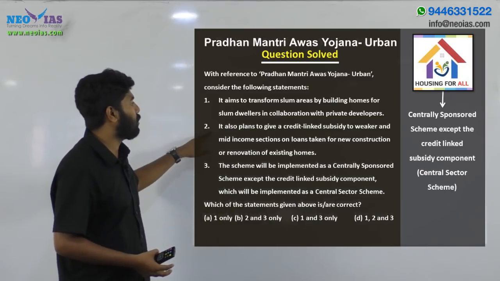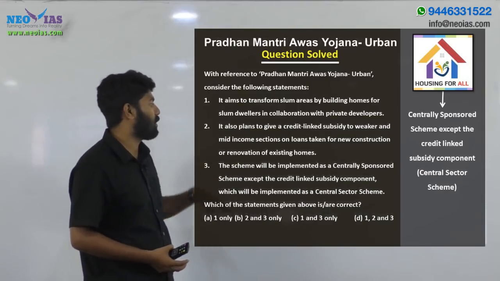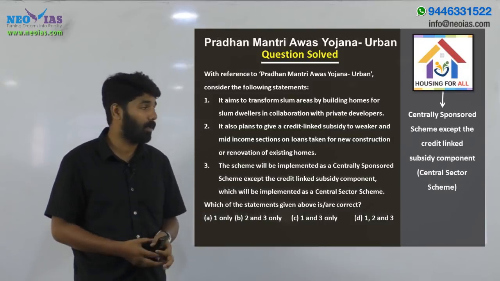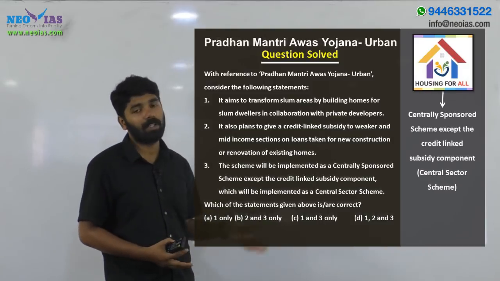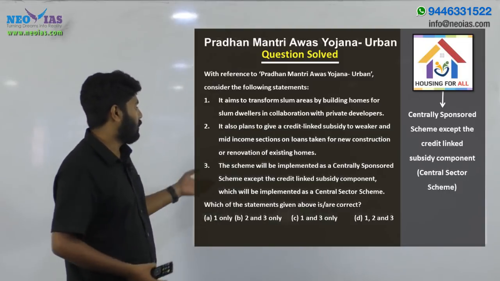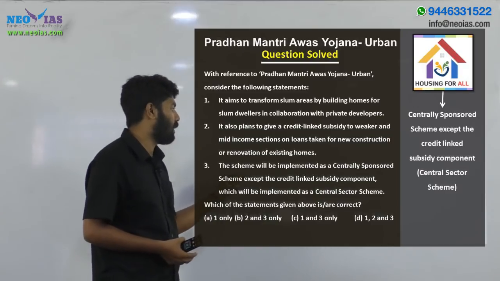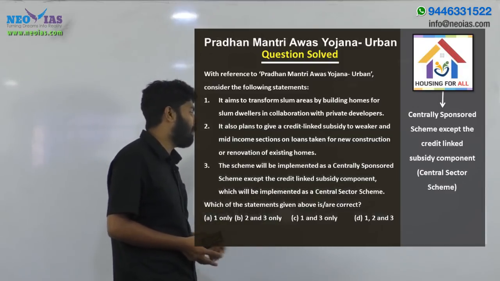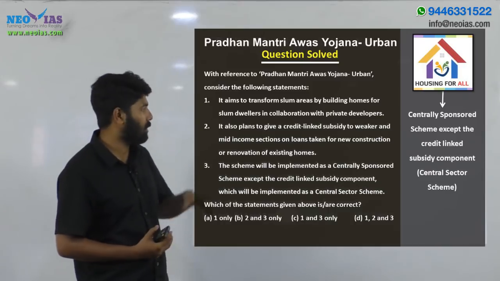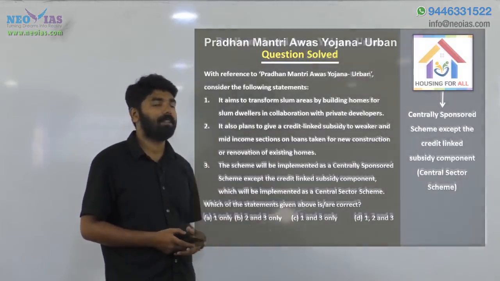Then second statement, it also plans to give a credit linked subsidy to weaker and mid-income groups on loans taken for new construction or renovations of existing homes. That is also correct, because it has a component called credit linked subsidy that targets the weaker and mid-income groups. Then third statement, the scheme will be implemented as a centrally sponsored scheme except the credit linked subsidy component, which will be implemented as a central sector scheme. Actually all the statements are correct. So the answer is option D, that is 1, 2 and 3.